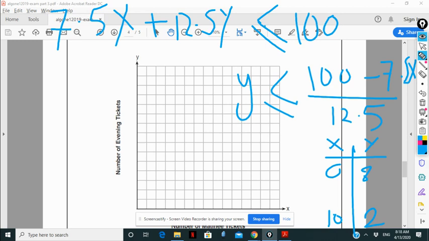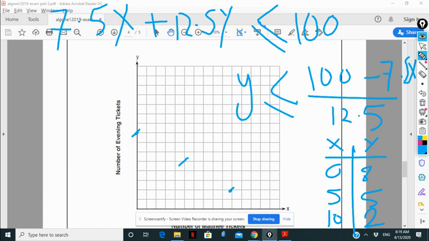So if x is 5, 7.5 times 5 minus 100 divided by 12.5. So if x is 5, y is 5. So I go over there. If x is 0, y is 8: 1, 2, 3, 4, 5, 6, 7, 8. If x is 5, y is 5: 1, 2, 3, 4, 5. Now if x is 10, y is 1, 2.